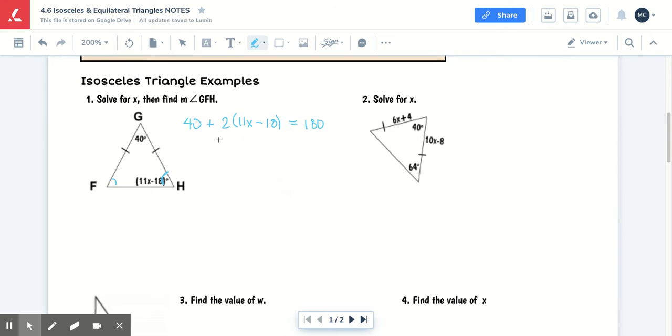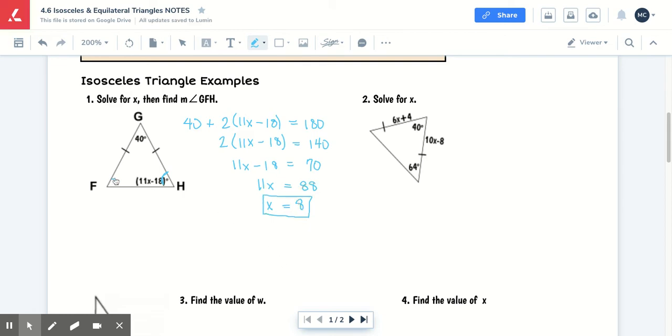And so now I could solve this for x. So I'm going to start by subtracting 40 from both sides using the subtraction property of equality. So that would give me 140 over here. Then I'm going to use the division property of equality and divide both sides by 2. So that would give me 70. Then I'll use the addition property of equality, add 18 to both sides. So this would give me 88. And then division property of equality again, dividing both sides by 11, and I get x is 8. So now I have my x value.